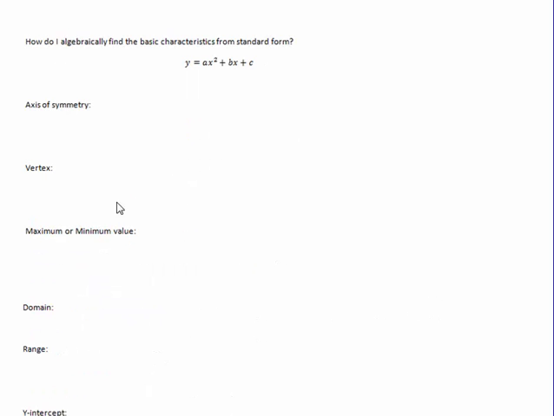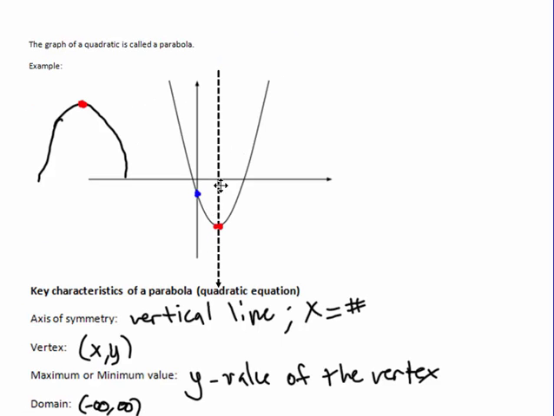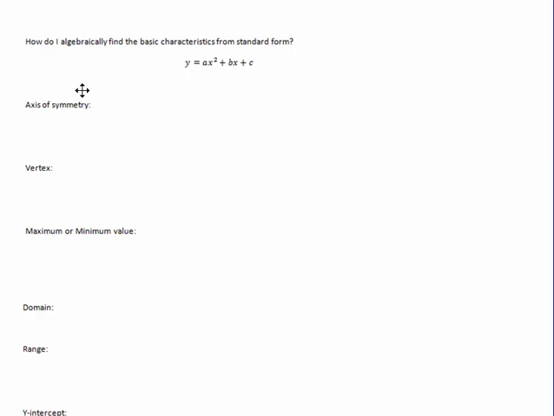Now, we want to be able to find these characteristics. We want to be able to algebraically find these basic characteristics just by looking at the original quadratic itself. So the axis of symmetry is the line, again, the vertical line that goes through the vertex. So we'll use the x-coordinate of the vertex to say that x equals that. That number will be the vertical line that stands for the axis of symmetry.